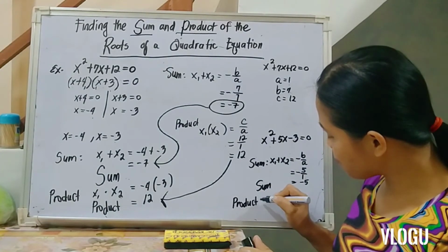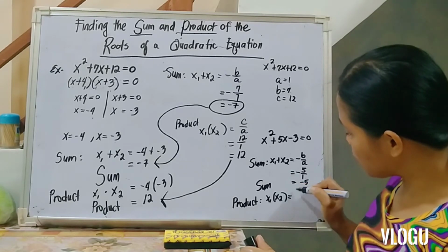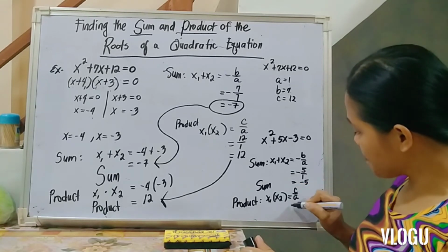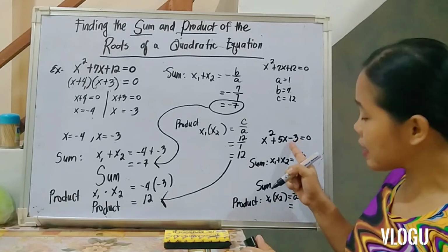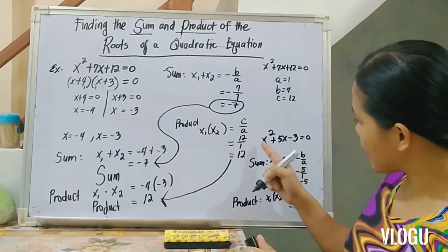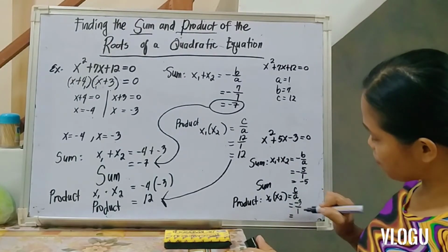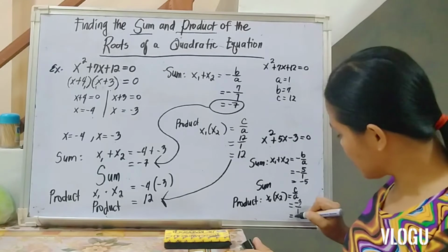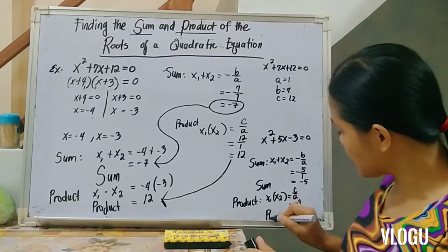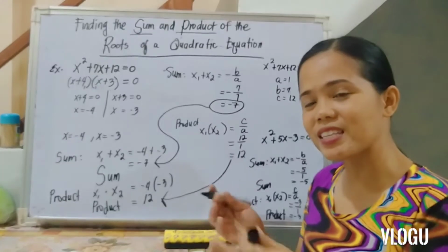So we follow the formula x sub 1 times x sub 2 is just equal to c over a. Now the value of c is negative 3, and the value of a is 1. Therefore, the product, negative 3 over 1, is equal to negative 3. So the product is equal to negative 3. So as easy as ABC.